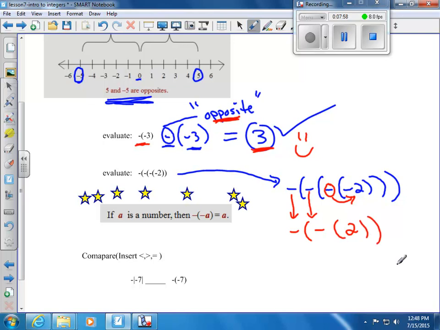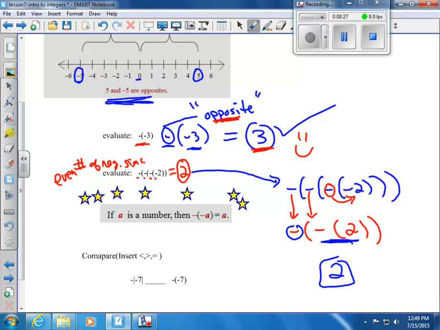Well, now you have the opposite of negative 2, which is going to send you to positive 2. So the final answer on this one comes to be positive 2. But notice the pattern recognition. 1, 2, 3, 4. Aha! Even number of negative signs returns a positive value. Even here, right? 1, 2. There were 2 negative signs. Even number returns a positive value.